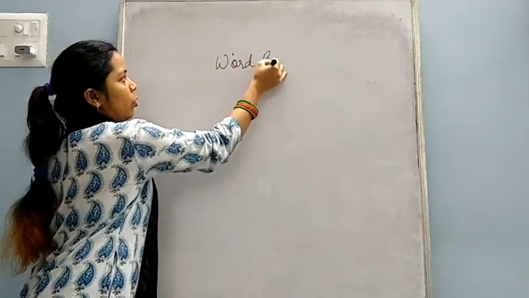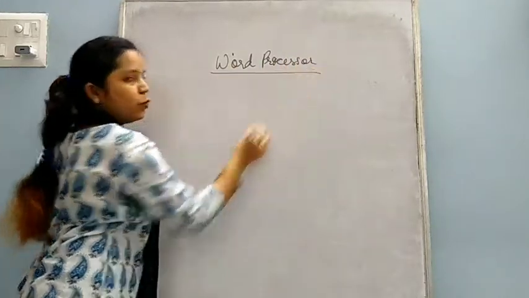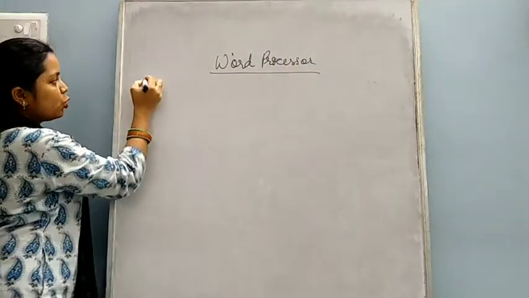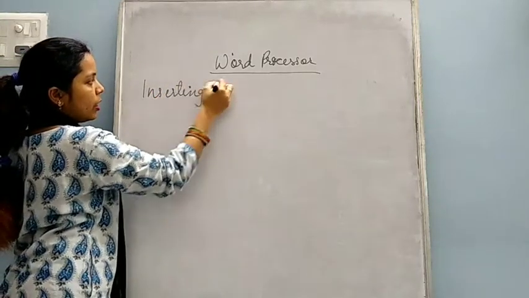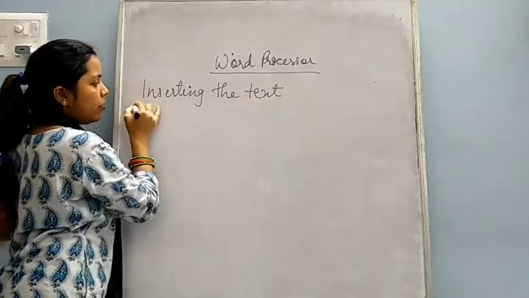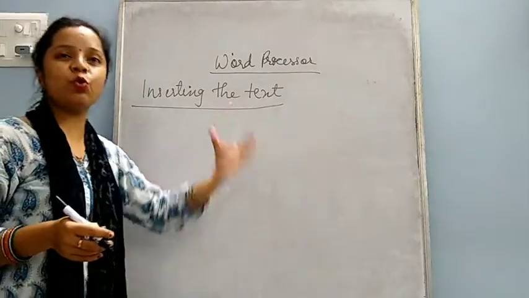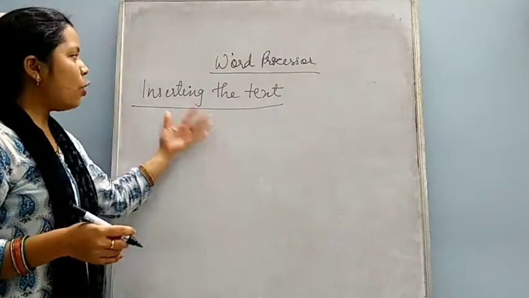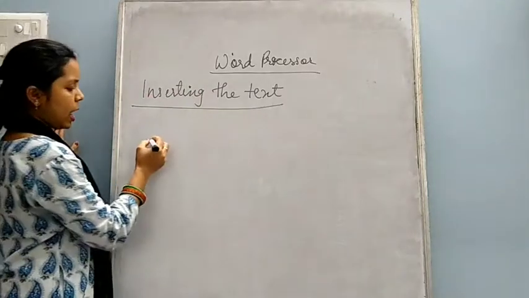Word. Okay, now I am going to tell you more topics which are given in this chapter in word processor. Now first one is inserting the text. Text I have already told. The alphabets, numbers, letters, whatever we type in computer, that is known as text.